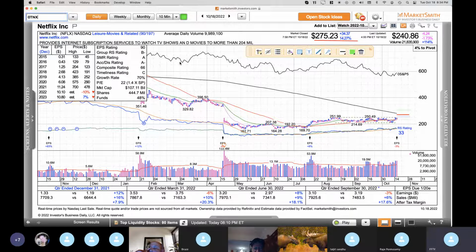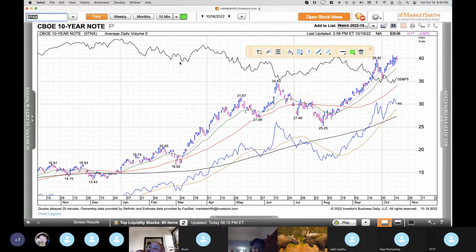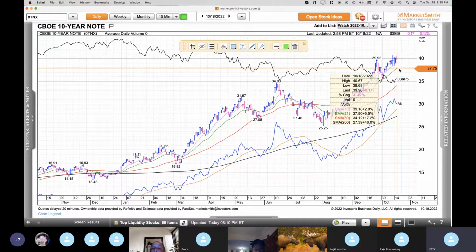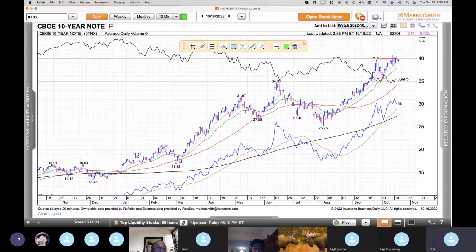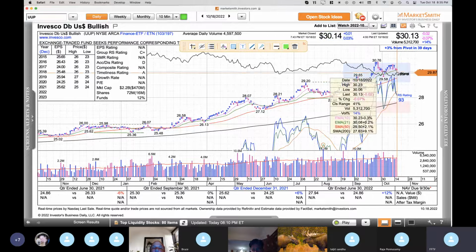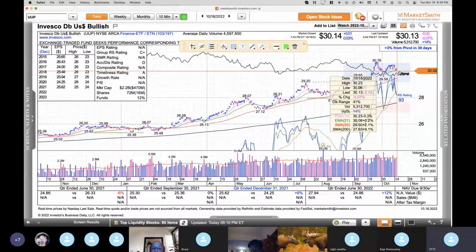The TNX, the 10-year yield, came down a little bit today. It had been clustering around 3.92, close to 4. As this one goes, the market goes, right? The dollar also came down, holding the 21 EMA.